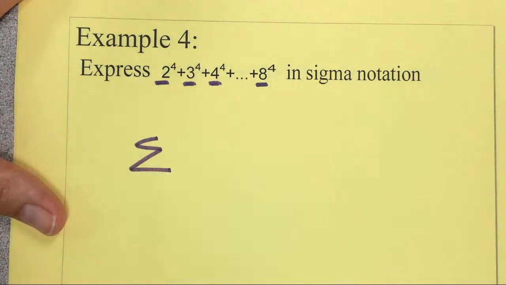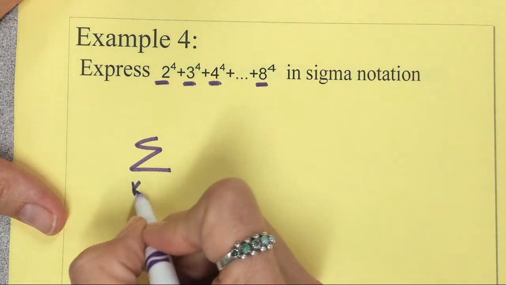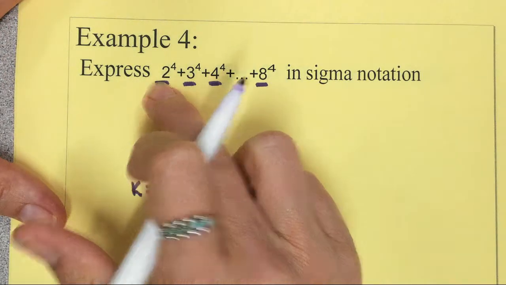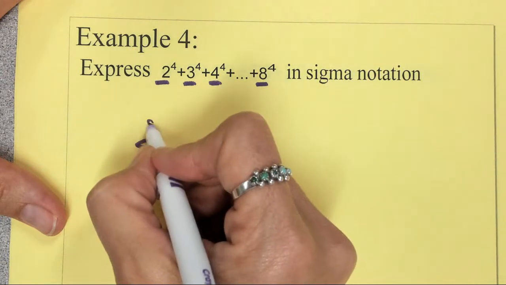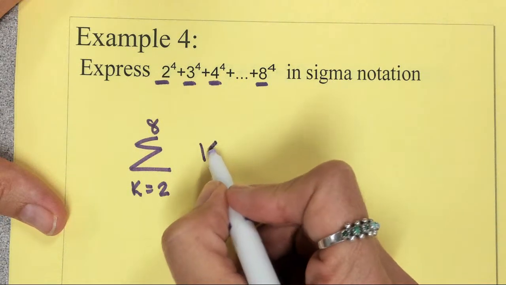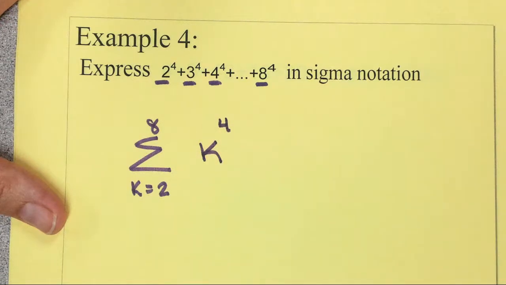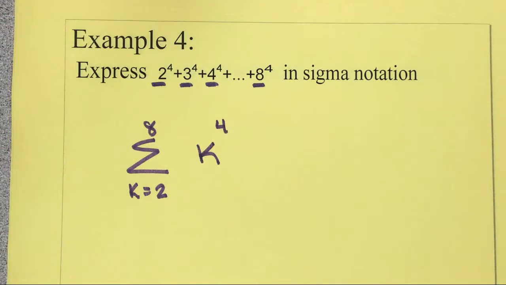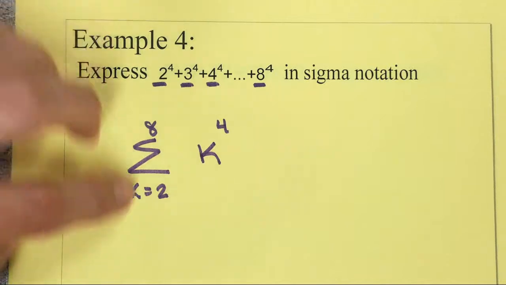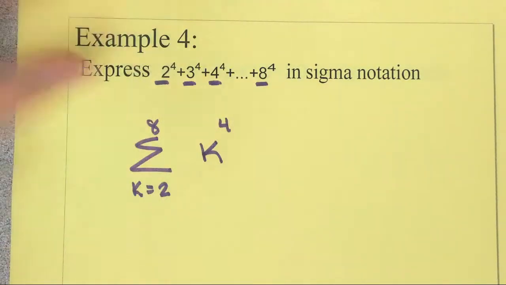So one way to write this, and there's many, but one way would be to say that k starts at 2, and it goes to 8, and we're going to have k to the 4th power. Now there are other ways. Somebody in one of my other classes asked if they could start it at 1 and do k plus 1. And I was like, sure, not a problem. As long as when you plug in, you get these same answers, then it's correct.